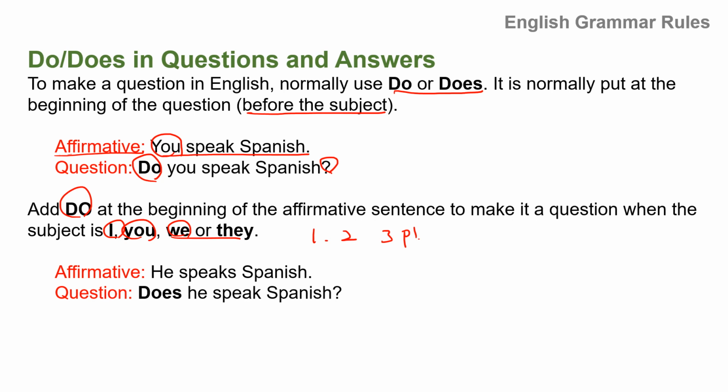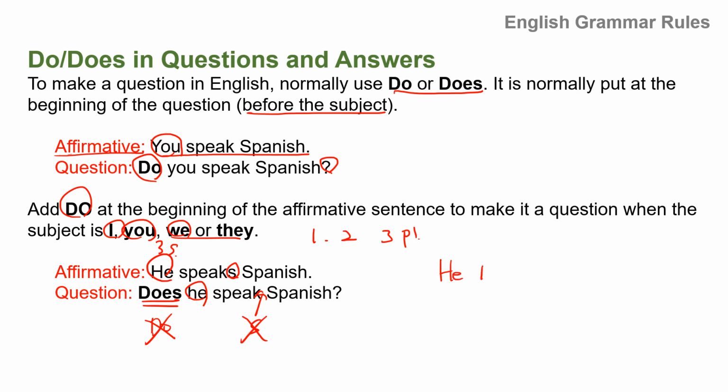He speaks Spanish. Now, he is third person and singular, so we need an S. He speaks Spanish. In this case, we don't use do. We use does. Does he speak Spanish? And then here, the S drops. Does he speak Spanish? He speaks Spanish.